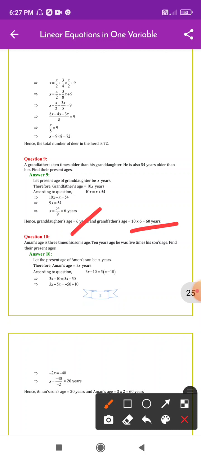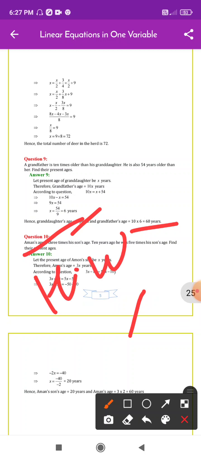Now in the same way question number 10 is also there. Do it on your own. If you have any doubt you can ask me. This is your homework. This one is also your homework. Okay, many of the questions are similar. Students, don't think that it is very hard. Do it on your own. If you have any doubt you can ask me. Okay, thank you.